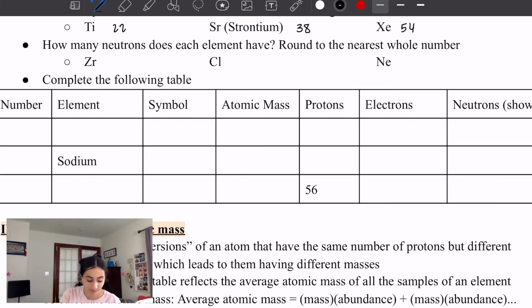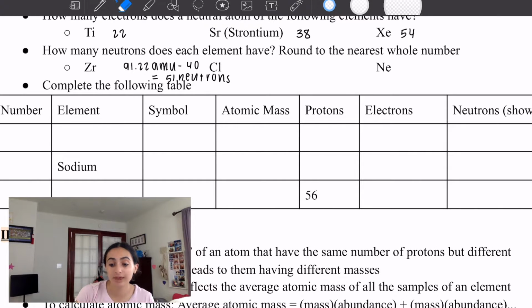Finally, let's do how many neutrons each element has. If you need help, you might want to get your calculator for this. Let's first go to zirconium, which is Zr if you look for the symbol, and that is number 40. So we have 91.22 is the atomic mass, and the atomic number is 40. So we are going to subtract 40. And then remember, we're rounding to the nearest whole number. So that will get 51 neutrons.